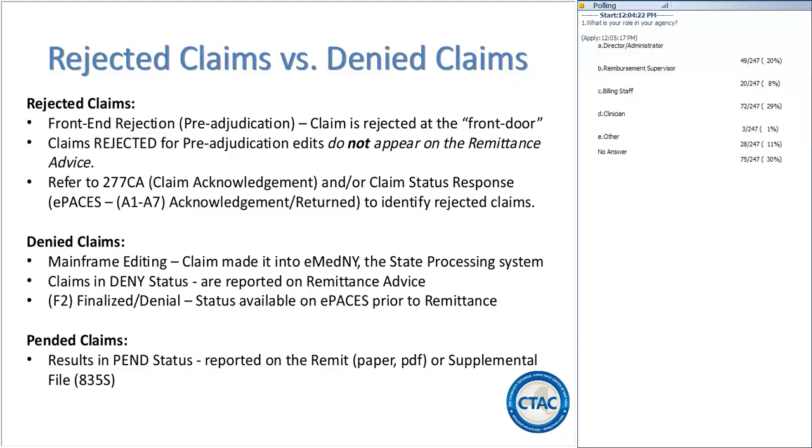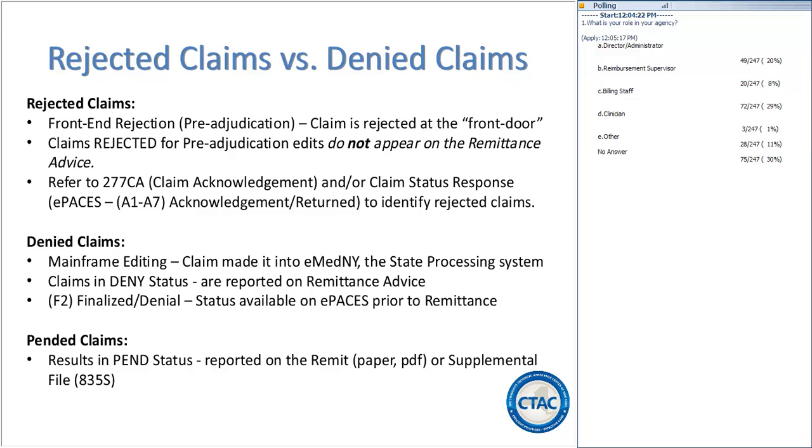I want to talk a little bit about the difference between rejected claims and denied claims. And there's a big difference between these two things. So a rejected claim is a claim that's failed what we call a front-end rejection, a pre-adjudication rejection. So that claim came to us. You tried to hand it to us electronically, and we looked at it and said, nope, we stood at the front door and we sent it back to you and said, can't take it from you.